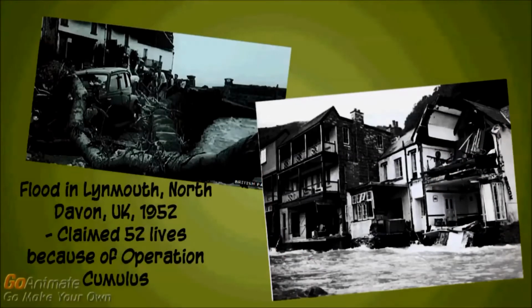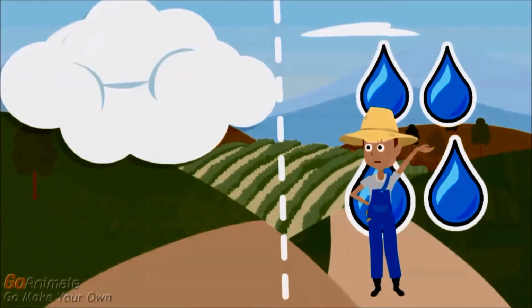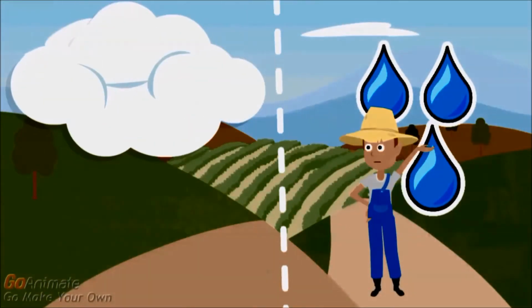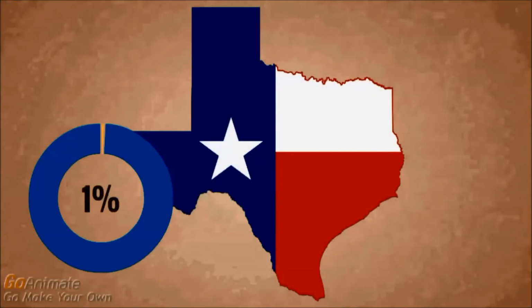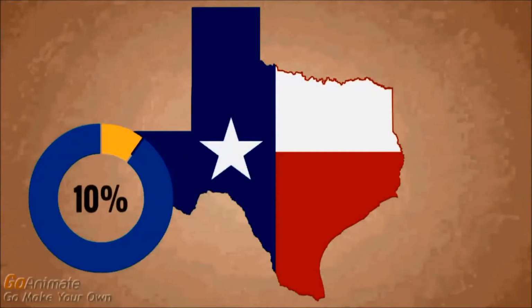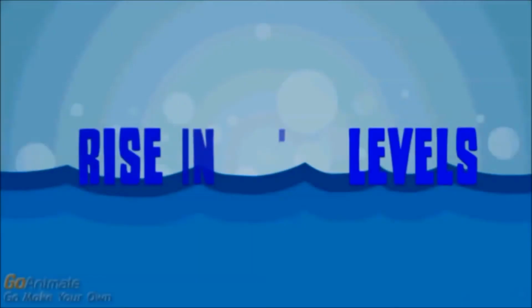In 1952, a flood in Lynmouth happened because of an uncontrollable cloud seeding experiment. Excessive cloud seeding might also extract too much moisture to create the clouds. In 2011, Texas lost 10% of its forests because cloud seeding from other states extracted all the moisture from the sky in Texas, meaning there's no moisture for rain clouds to form, and the trees, therefore, have no water.